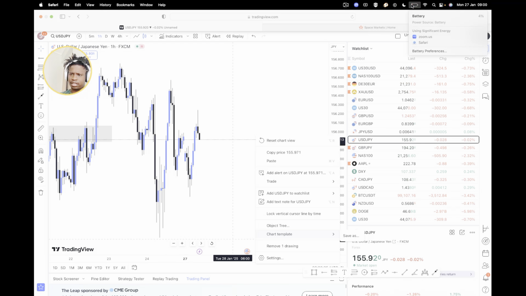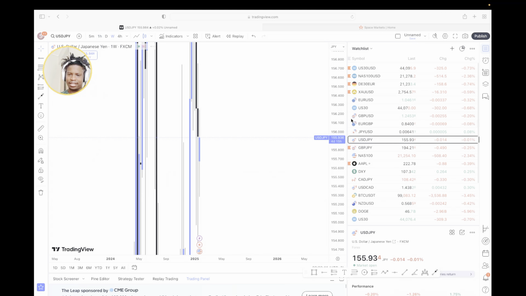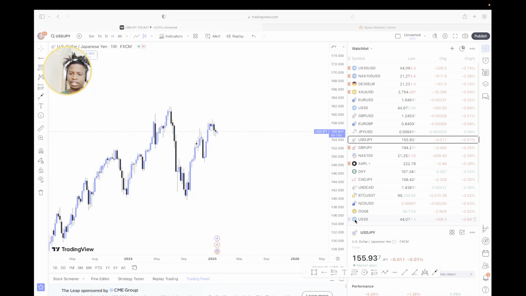Let me see the battery again. 4%. Yo, guys, this battery is too fast. I don't know if I'm too slow. I always like saying if you say something is too fast, it means you're too slow.